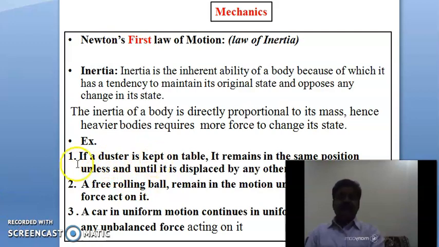Now here, an example I want to tell you: if a duster is kept on it, it remains in the same position unless it is displaced by another force. Are you agree? Otherwise, it will remain as it is there only. Next one is a free rolling ball. The ball is rolling free. Then it remains in the same motion until no external force is applied on it. Third, a car in uniform motion continues in uniform motion unless any unbalanced force acts on it. These are the examples.